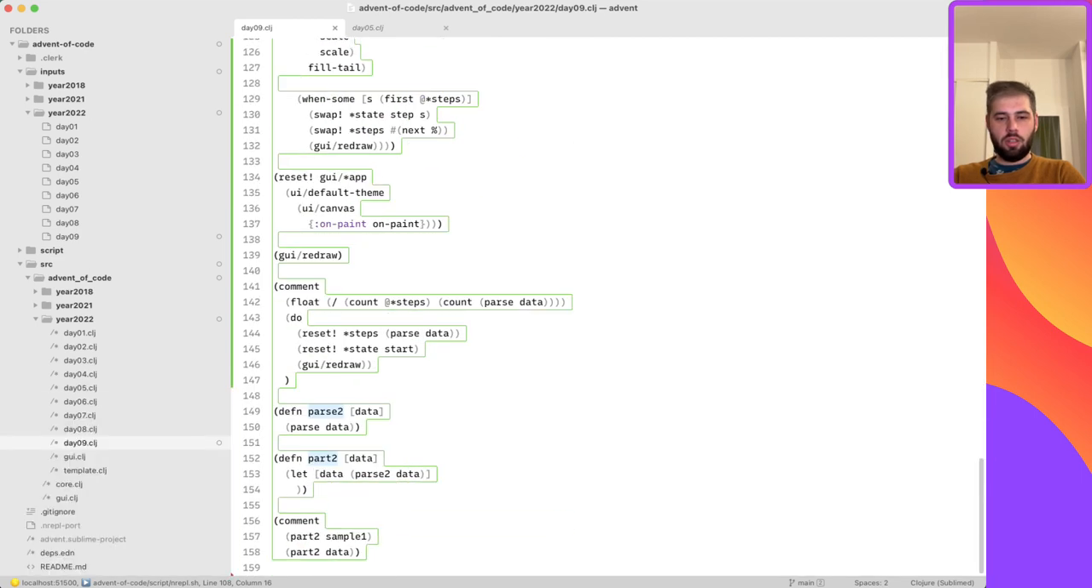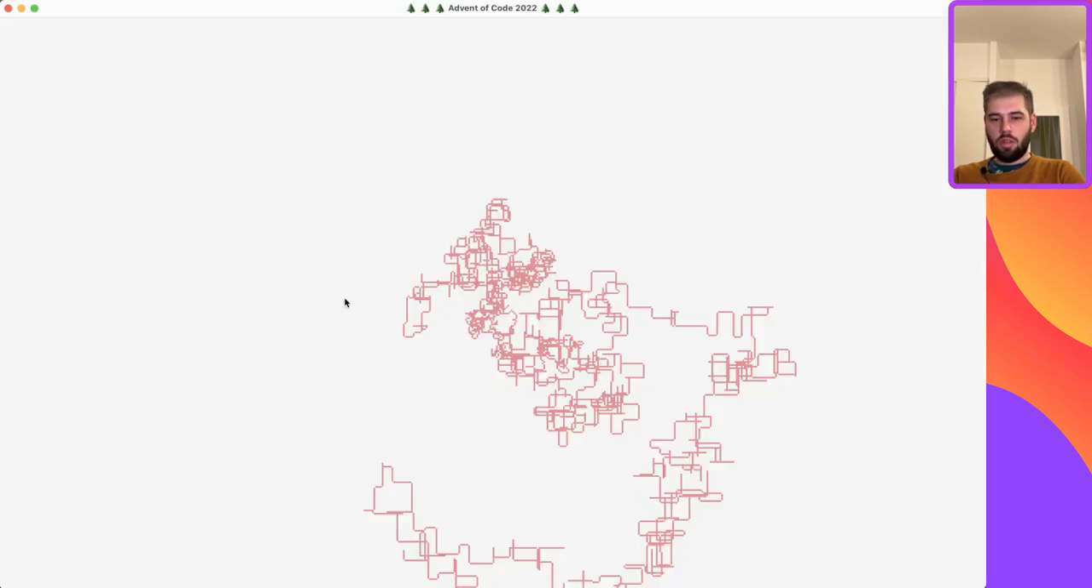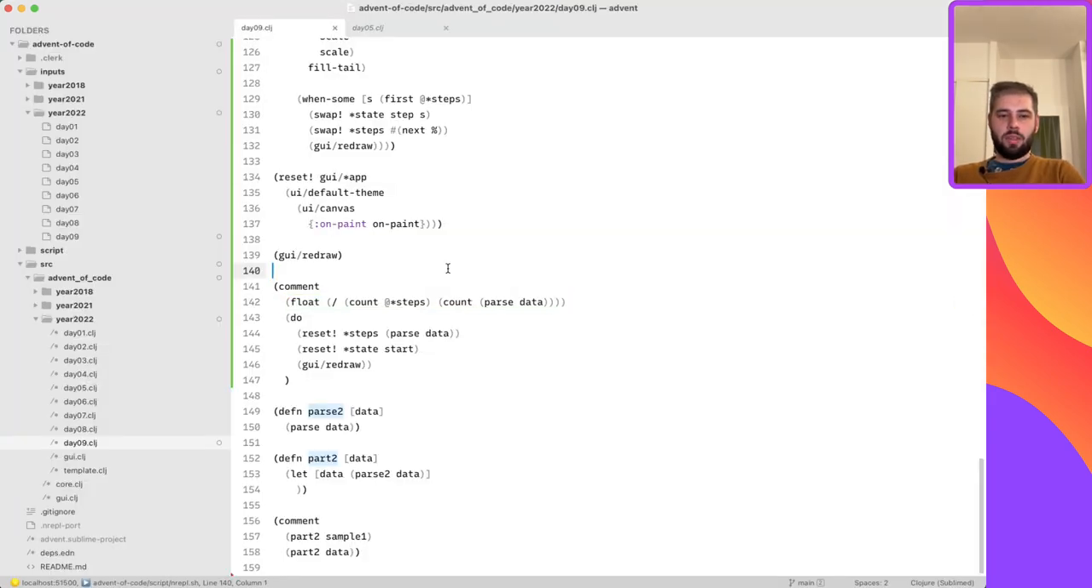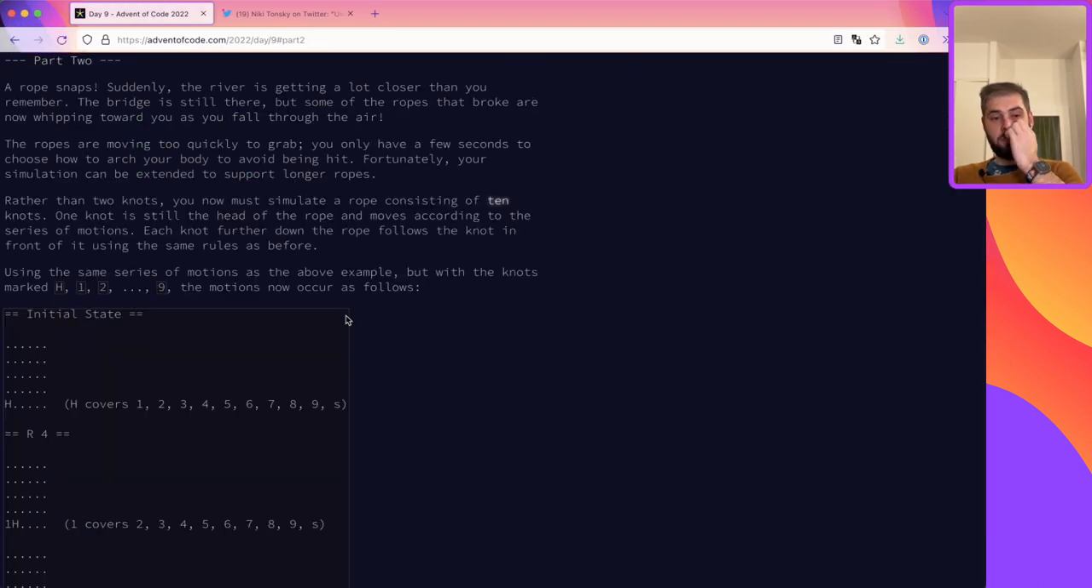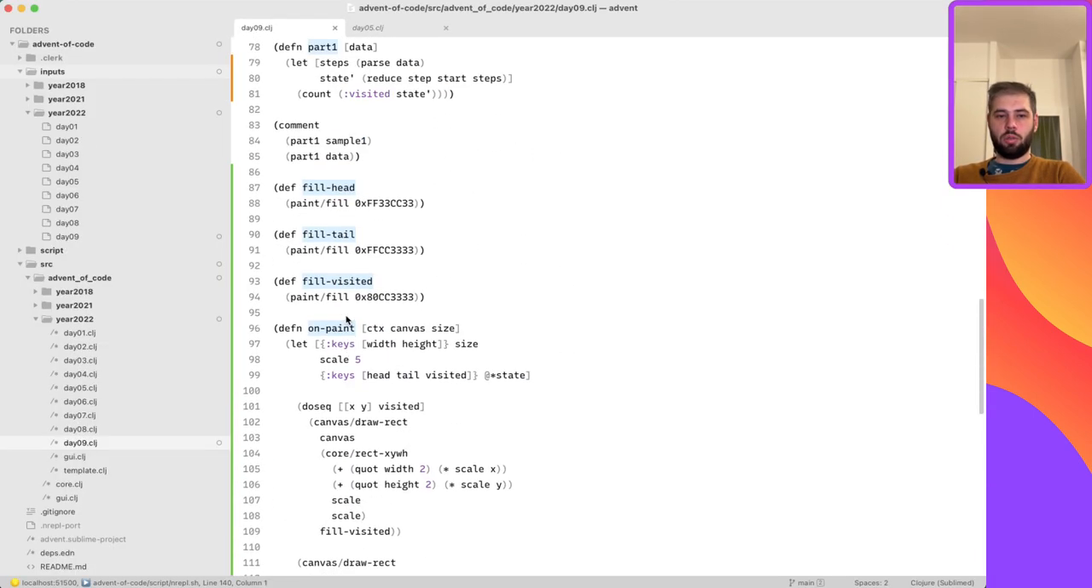That's the picture. I think it finished. Yeah, it's finished. That's the picture. That's Brownian motion or something like that, right? Yeah, let's see part 2. Cool graphics. What can I say?